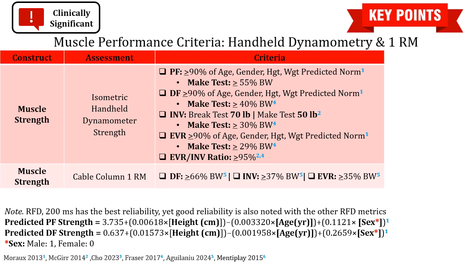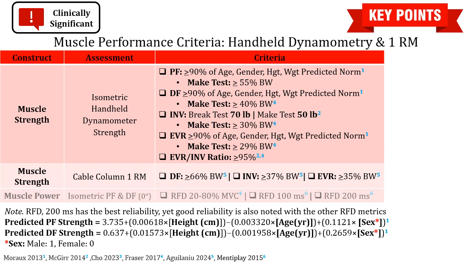Muscle strength, cable column 1RM has been described for inversion and eversion, as well as dorsiflexion going through the range of motion. I didn't describe that here today because I would say there are probably more reliable means by which you can do that, and the setup can be a little bit variable, but I provided the reference there for your review if you're so interested.